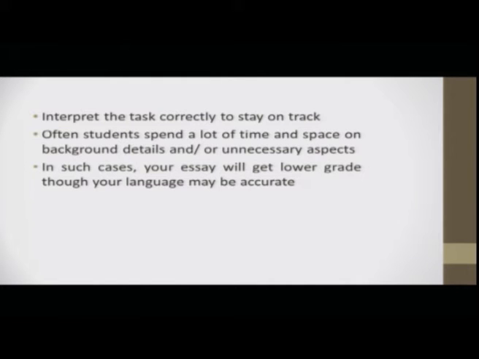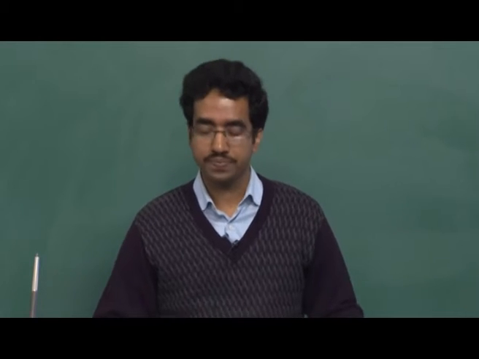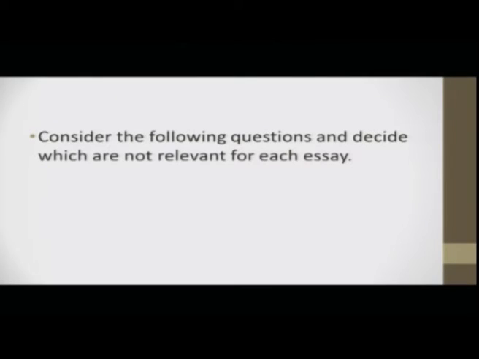So, often students spend a lot of time and space on background details and/or unnecessary aspects. In such cases, automatically your write-up will get a lower grade, though you may have very good language in terms of grammar and vocabulary. For example, we will now look at some examples.